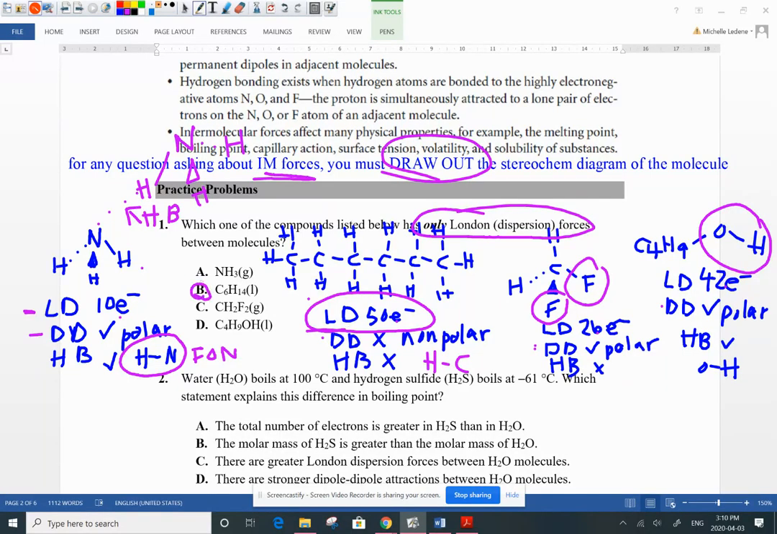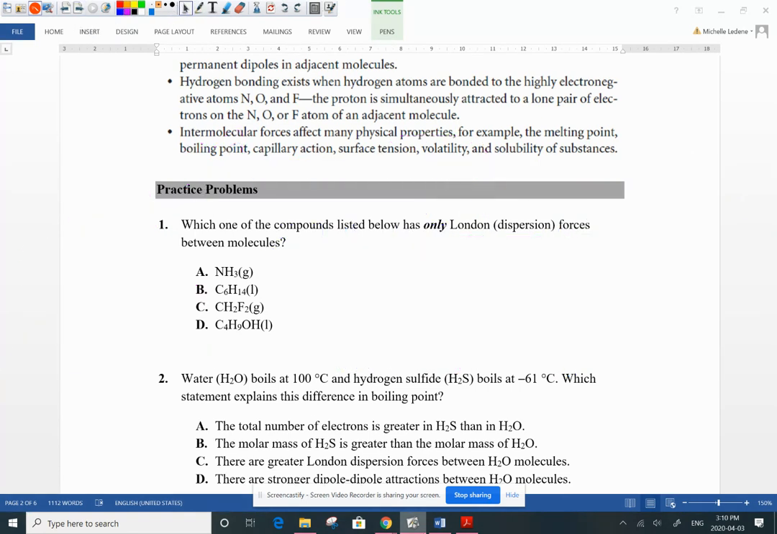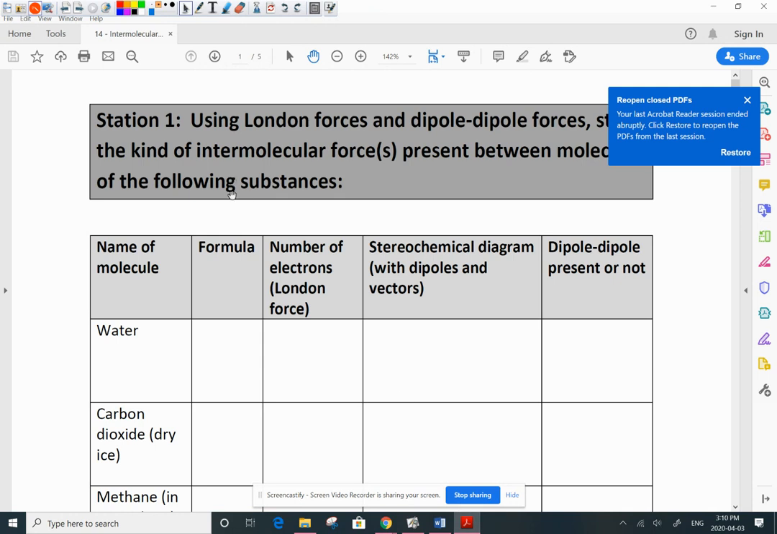So each and every question you do, you're counting the total number of electrons to decide what my London forces are. Is it polar or not, to determine if it has a dipole-dipole, and is the hydrogen bonded to FON? Okay, you guys now have some practice problems to do and a worksheet. And that worksheet is going to go through, and again, drawing those dipoles out, drawing your stereochemical diagrams, assessing if there are London forces, dipole-dipole, and or hydrogen bonding.